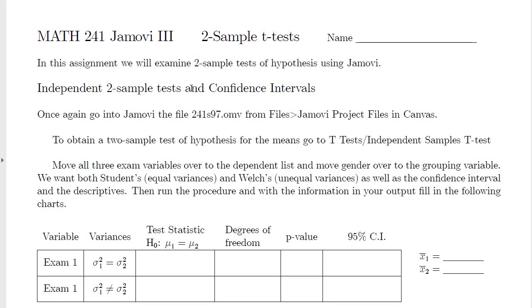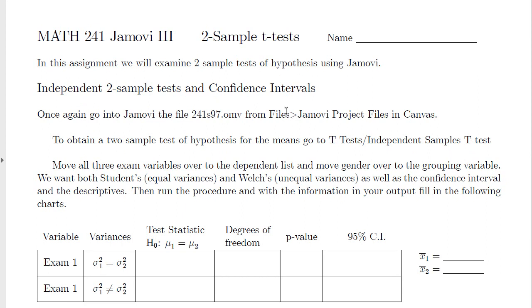In this video, I will show you how to complete part 3 of the Jamovi project. So here we're going to be dealing with two sample tests. So we've got two populations. We take one sample from each population, or we take two samples from the same population. If we take two samples from separate populations, they will be independent of each other, usually. And that's the first type of test that we're going to look at, an independent two-sample test.